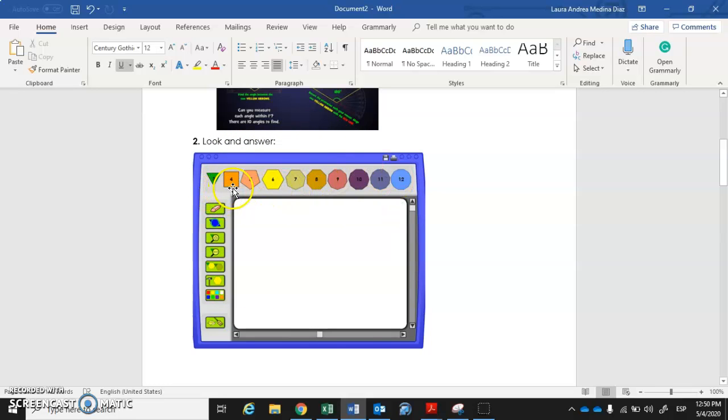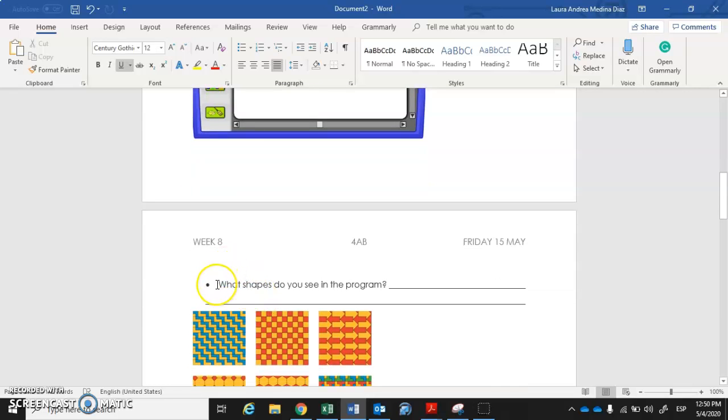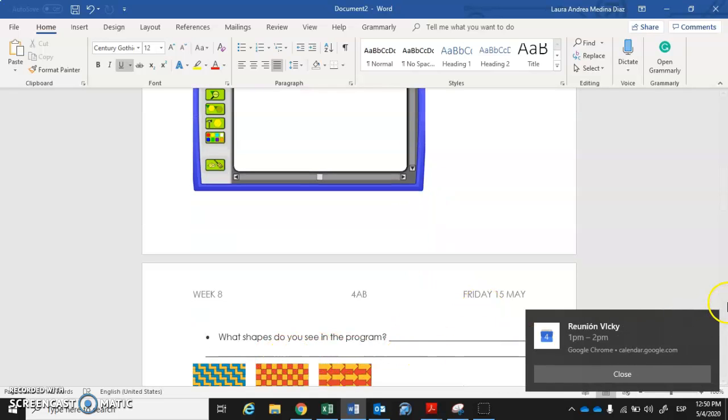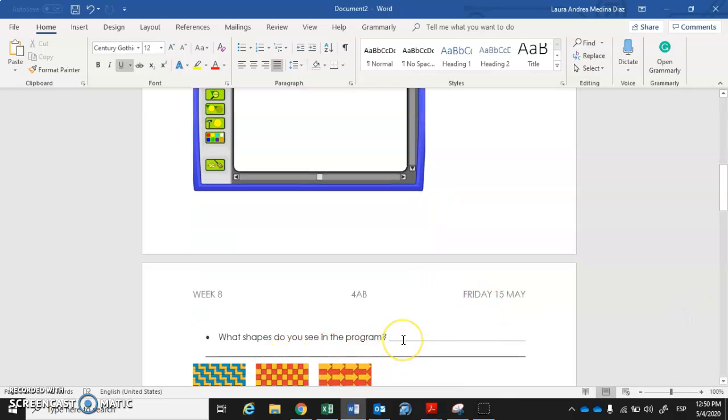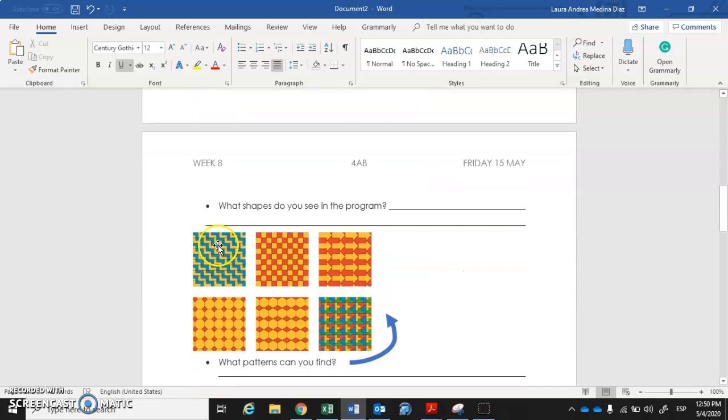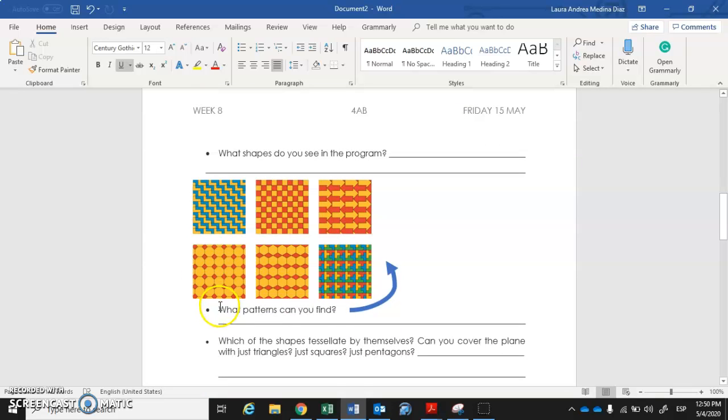The tools, the shapes, what do you see there? So the first question is, what shapes do you see in the program? So please name the shapes here. You can write them in Word, or if you want to print it, you can do it also. The second question is, what patterns can you see here?